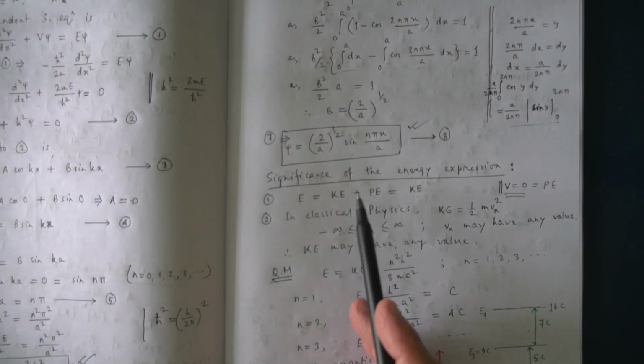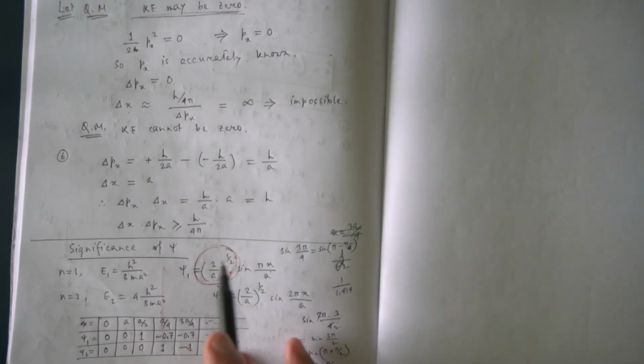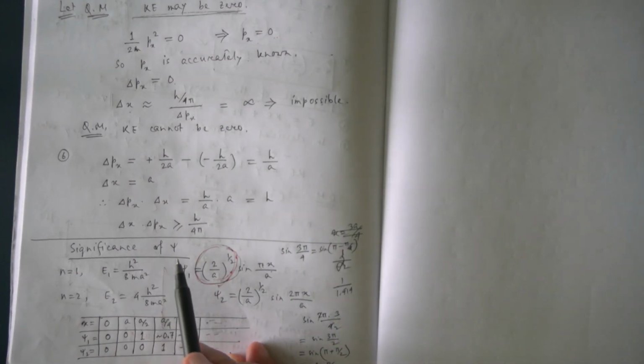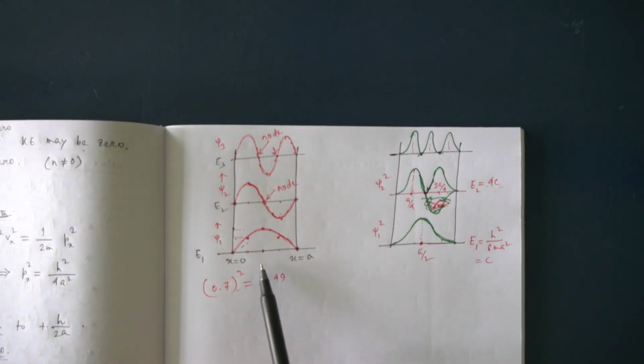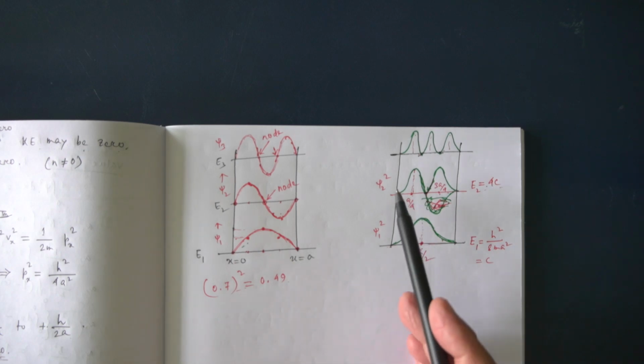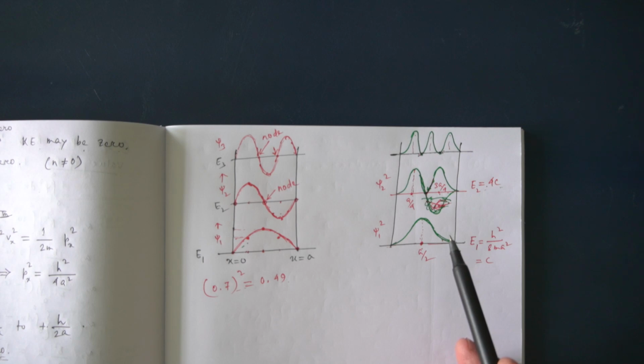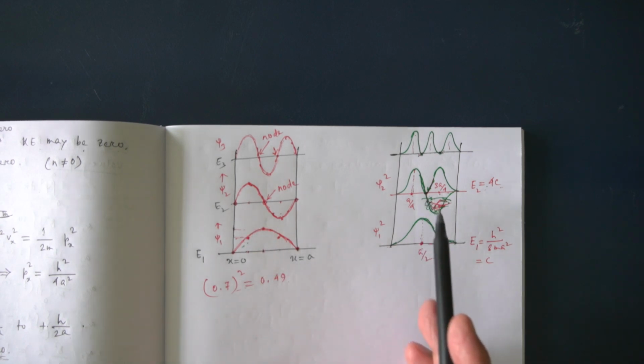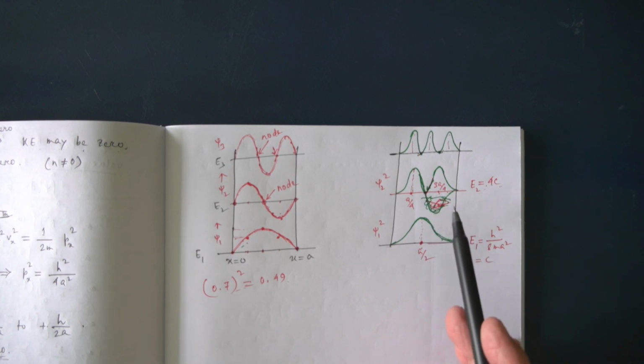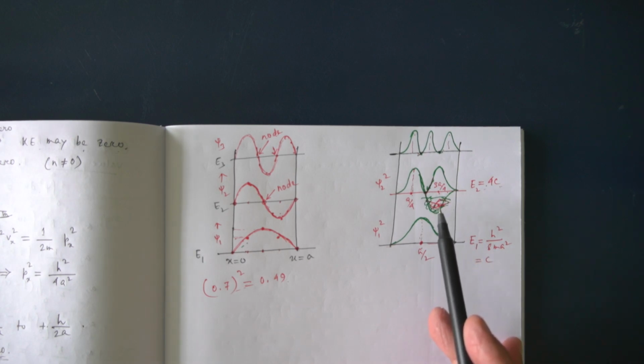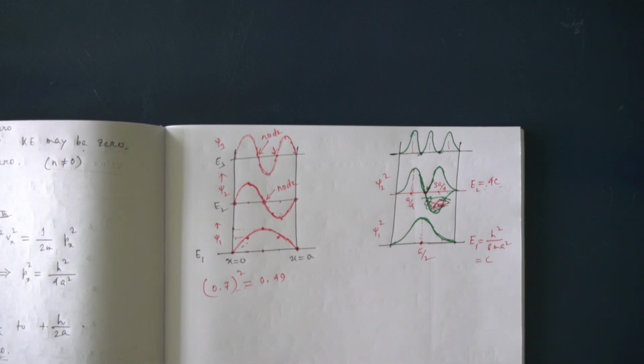Then we discussed the significance of the energy expression, and also the significance of the wave function. To discuss the significance of the wave function, we have to plot psi versus x. But the plot of psi square is more important than the plot of psi, because psi square gives the probability of finding the particle. So we have already discussed this.